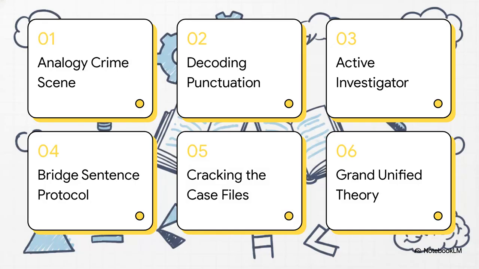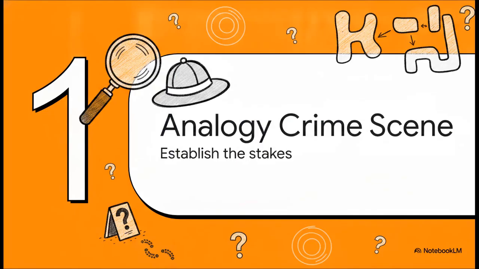So here's our training docket for today. We've got the analogy crime scene, decoding the punctuation, and the active investigator mindset. Then we'll deploy the bridge sentence protocol, crack some case files together, and finally wrap it all up with the grand unified reading theory. Okay, let's kick things off with Section 1, the analogy crime scene.